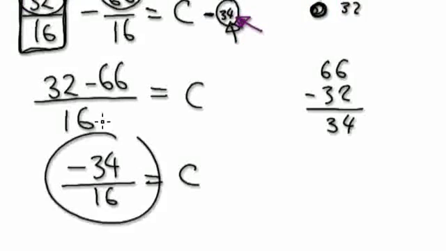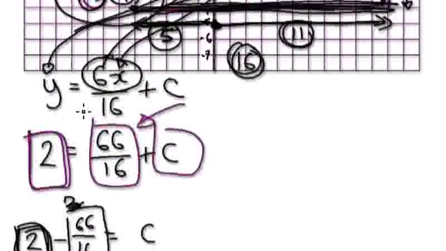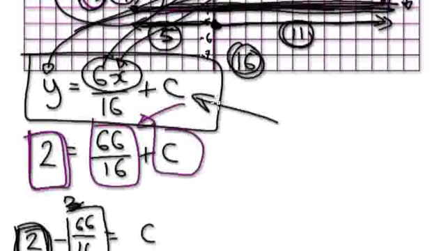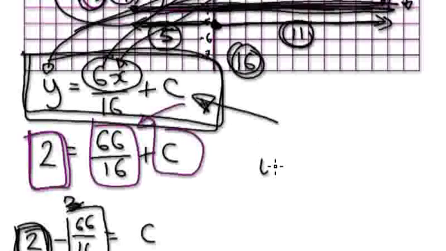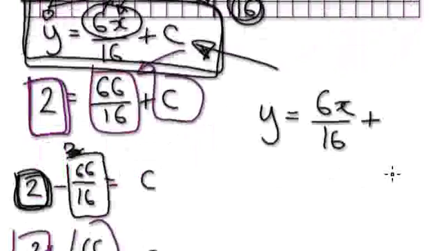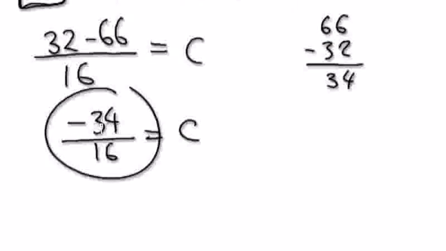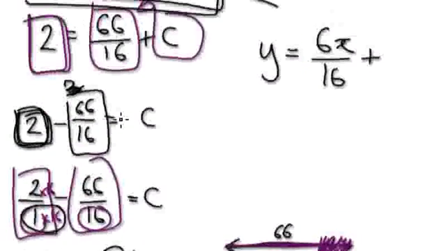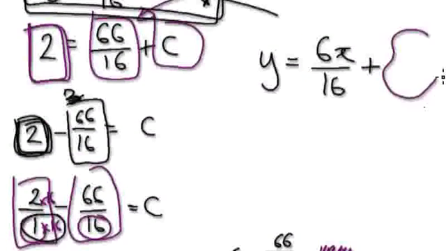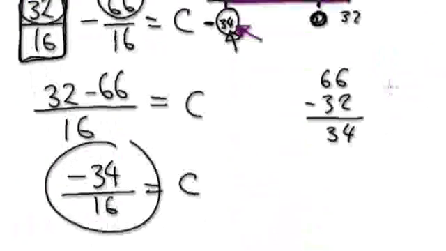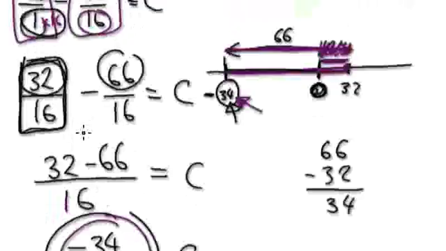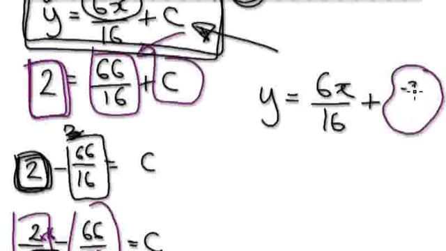So c equals this. Now let's go back to the original formula here. Looking back at this, we now know c, so let's put that into c. Let me just rewrite this whole thing again. So y equals 6x over 16 plus c. c is minus 34 over 16. So hang on, this is plus c. This is our c here. So we've got to put minus 34 over 16 into the c. Minus 34 over 16. Okay.